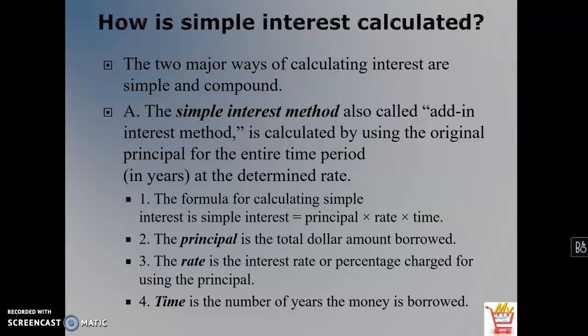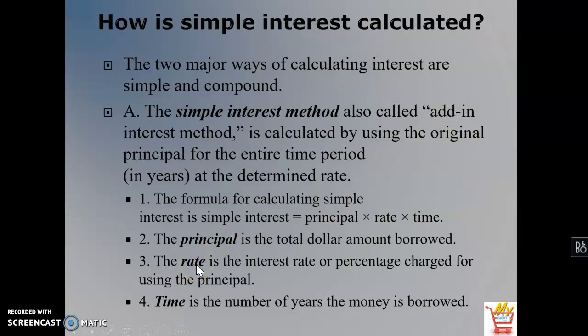So the principal is the amount of money borrowed, and then you calculate the total amount paid back by taking the principal, the amount that you borrowed, and adding interest to it. So the formula for calculating simple interest is interest equals principal times rate times time. So the principal is the total amount borrowed. Let's say you borrowed $10,000. That's your principal. Your rate is the interest rate.